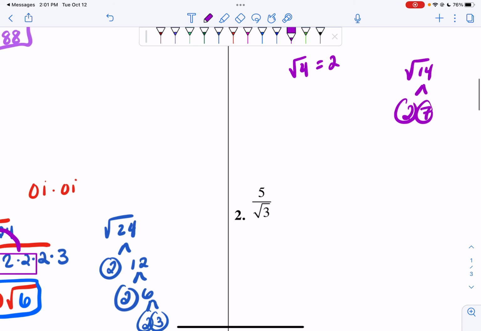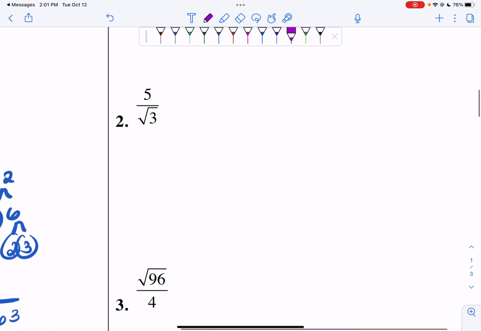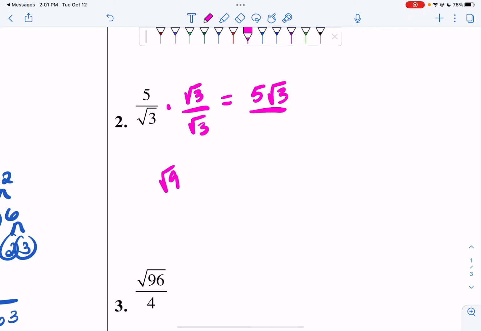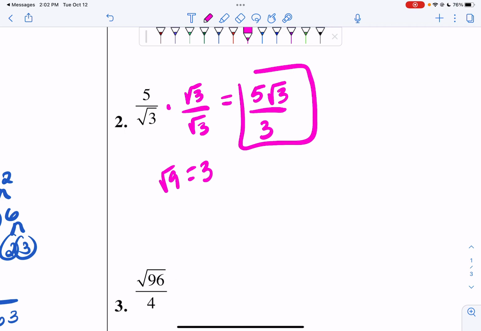Let's go on to our next example. Number 2, I have 5 over radical 3. I don't like that radical in my denominator, so I'm going to multiply my numerator and my denominator by radical 3. When I do 5 times radical 3, I get 5 radical 3. When I do radical 3 times radical 3, I get radical 9, but we know the square root of 9 is equal to 3. So I just get 5 radical 3 over 3, and that's my final answer.